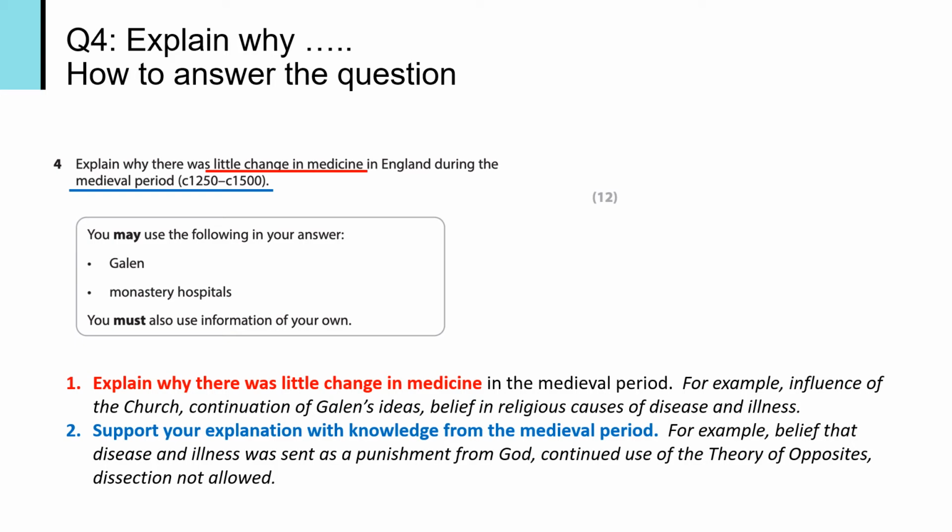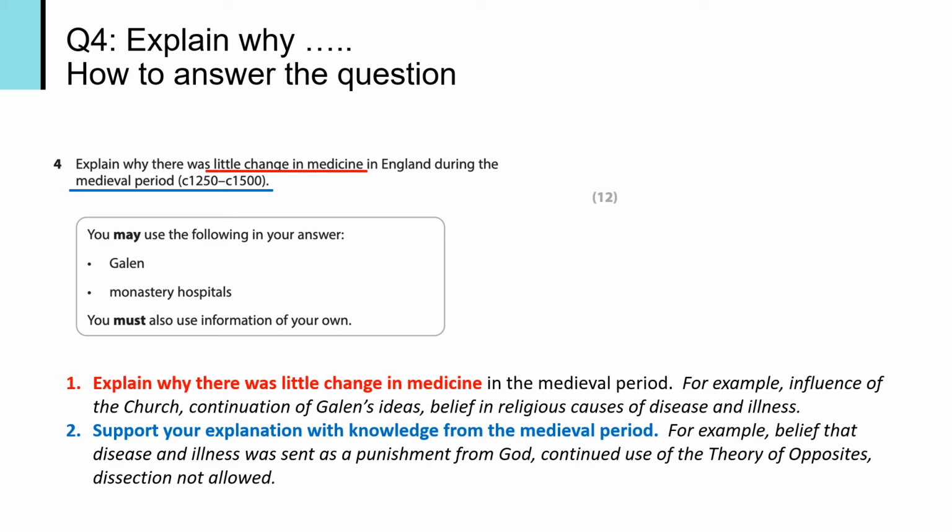So how should you answer this question? If we go back to our medicine question, little change in medicine in the medieval period. You should focus your answer on explaining why there was little change in medicine in the medieval period. For example, you could explain the influence of the church, the continuation of Galen's ideas, or the belief in religious causes of disease and illness.